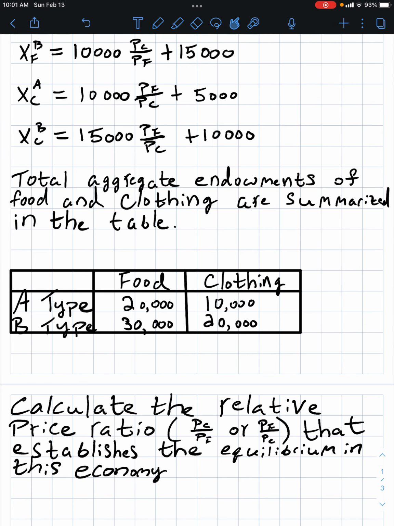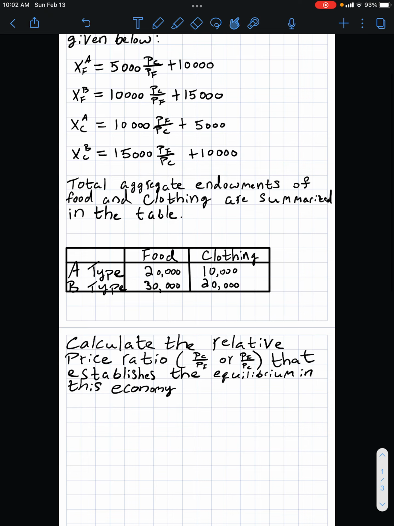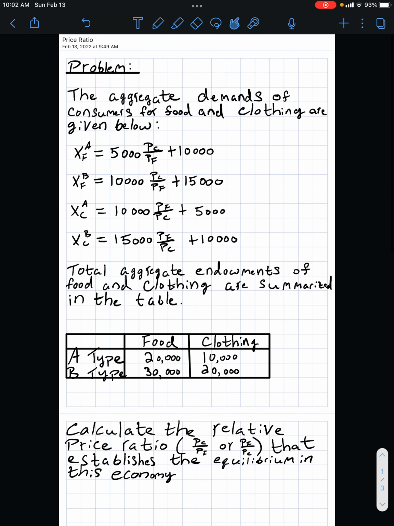Total aggregate endowments of food and clothing are summarized in the table. For type A, food 20,000, clothing 10,000. B type, food 30,000, clothing 20,000. Calculate the relative price ratio PC divided by PF or PF divided by PC that establishes the equilibrium in this economy. Now pause this video, take a few minutes, and solve this problem.